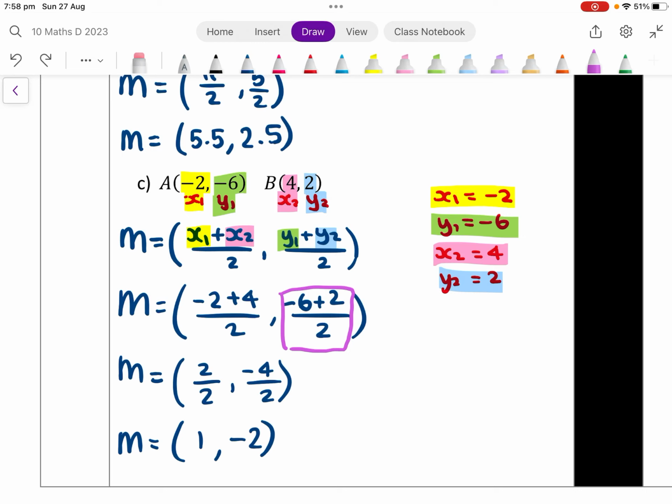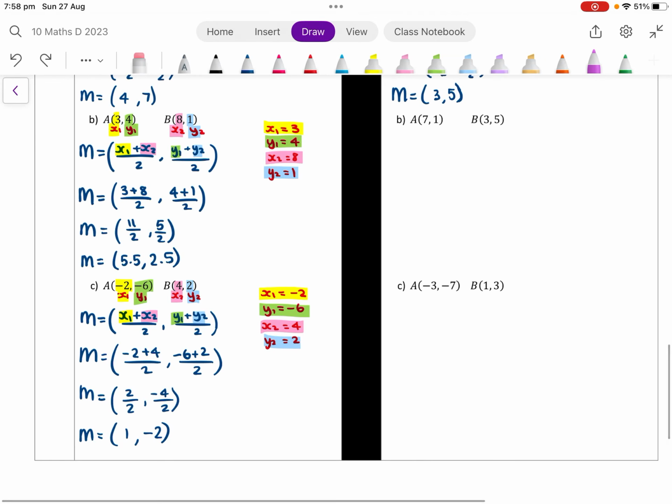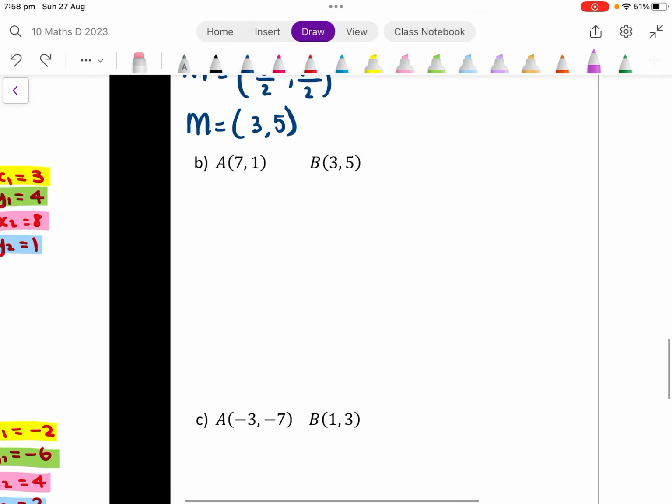Alrighty, so you guys are now going to pause the video and have a go at B and C. Once you have finished B and C, you're going to do pages 5 and 7 in your linear relationships booklet. Okay, let's quickly go through B and C.